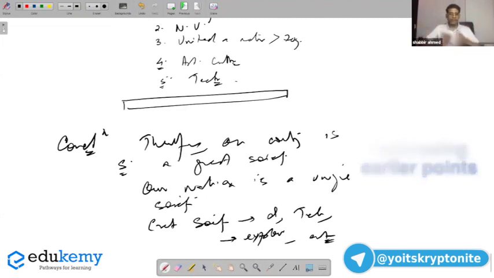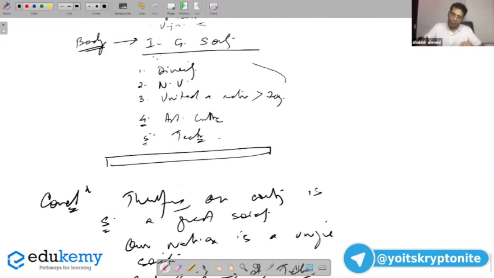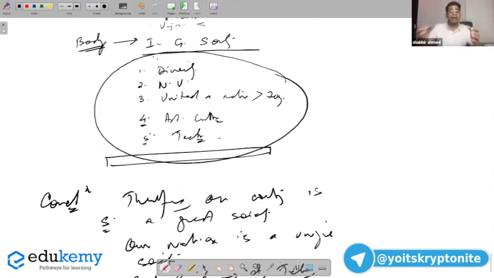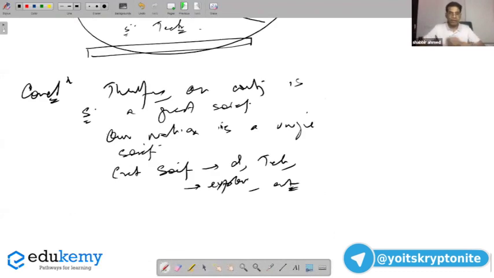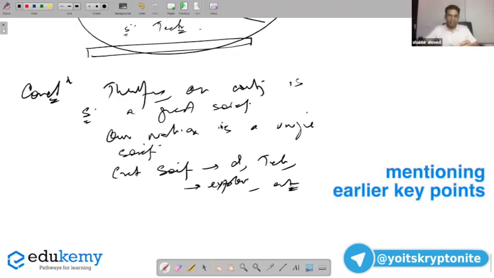You go on there. What have you done here? You have taken up one dimension and elaborated it. When I say diversity, you have elaborated that. When you say we are united despite the odds, you have explained it in half a page. Art and culture, you have all the specifics here. What are you doing here? Without elaboration, you are just mentioning those key points that make India great.